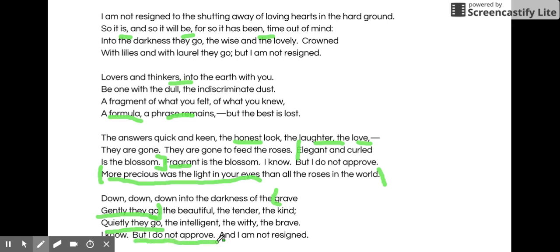But let's look at this. But I do not approve, and I am not resigned. Now, with that, we have the intransitive verbs. Yes, there's a lovely caesura right here, but I wanted to talk about the intransitive verb. I do not approve, I am not resigned.